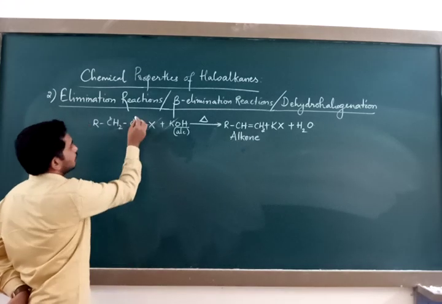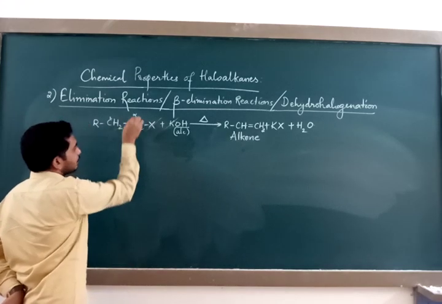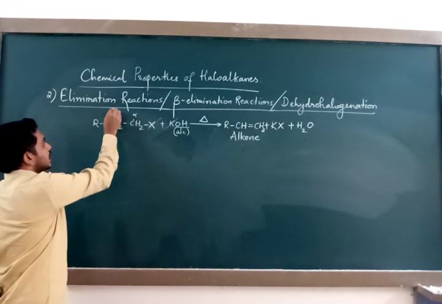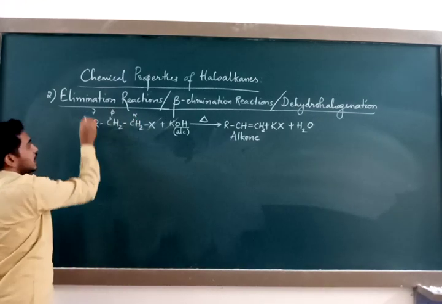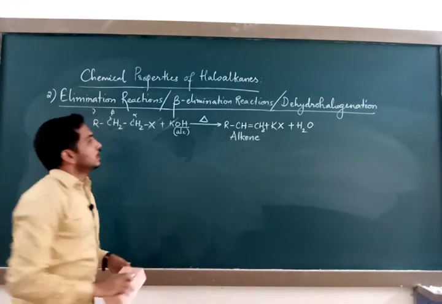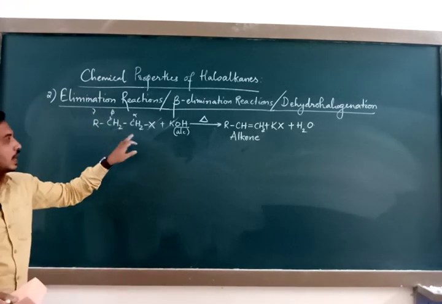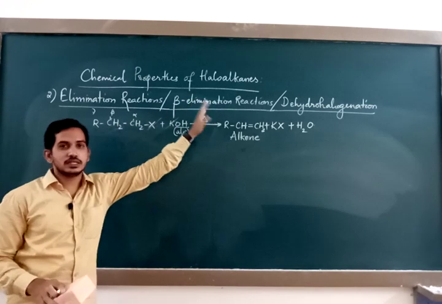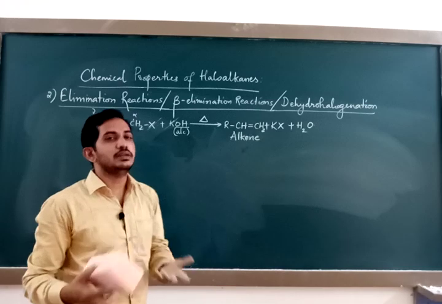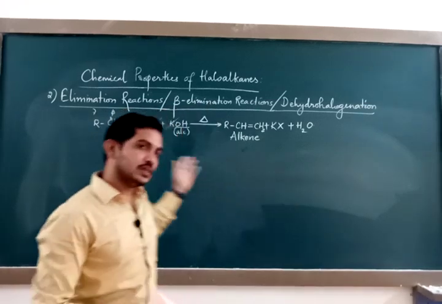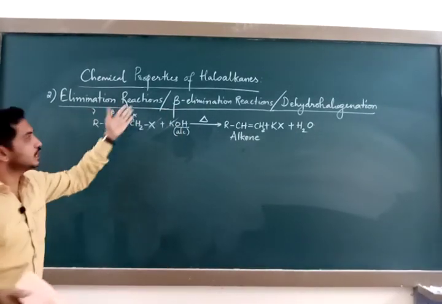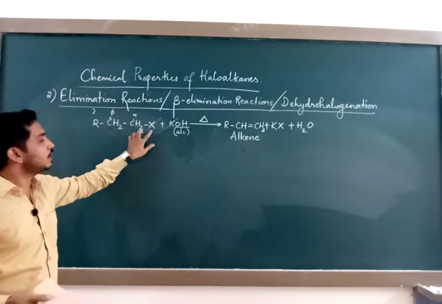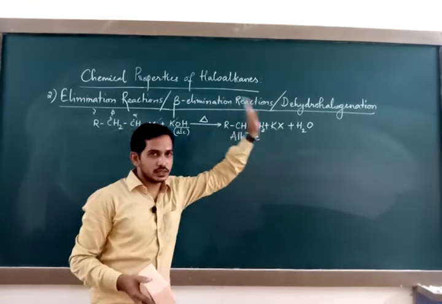Other than these, in the common naming system, whichever carbon has halogen is labeled as alpha. The adjacent carbon is beta, the next carbon is gamma and so on. Since you are removing hydrogen from the beta carbon, it is called a beta elimination reaction. Elimination we generally define with respect to hydrogen. So in this case you are removing hydrogen from beta carbon, therefore it is called beta elimination. You are removing hydrogen and halogen, therefore it is called dehydrohalogenation.